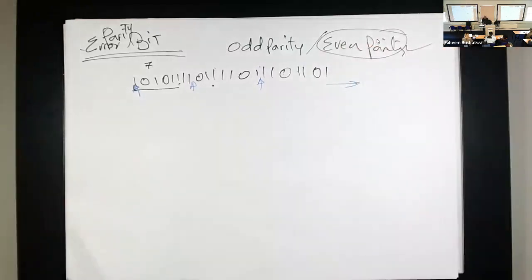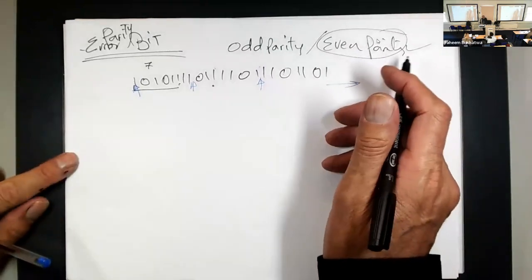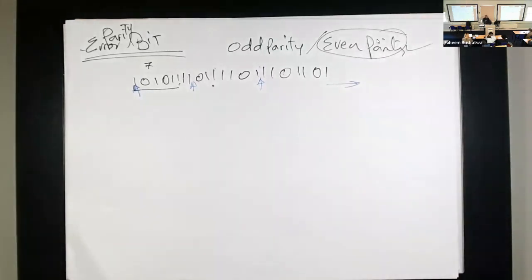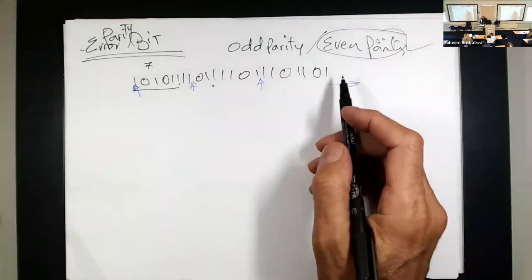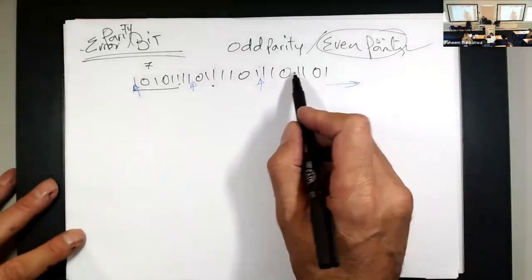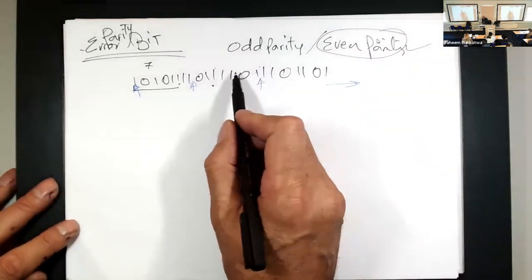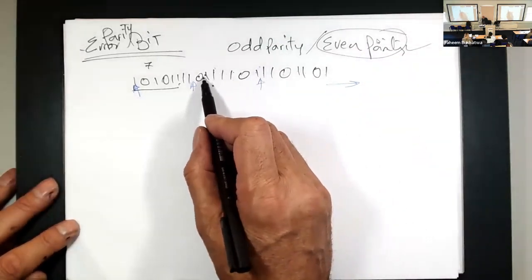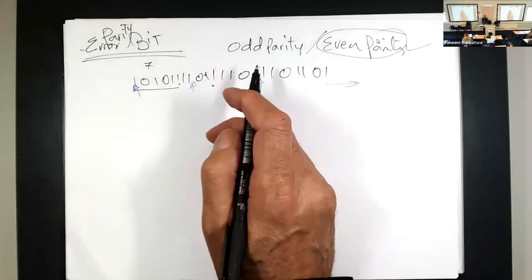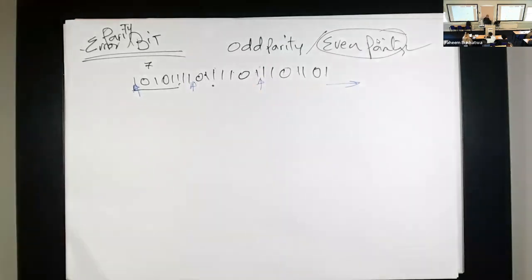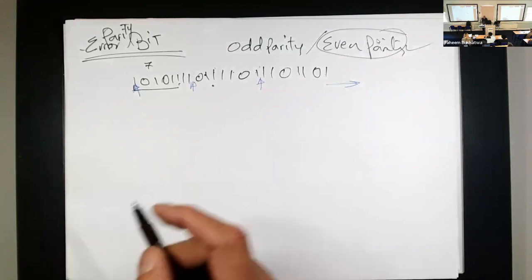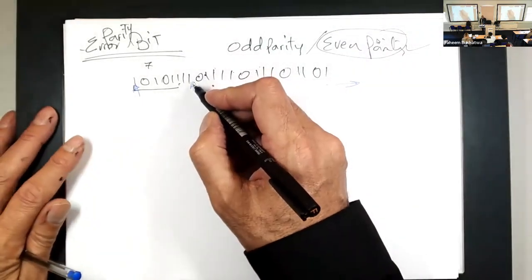What does even mean? Even means that in every byte, if you count the number of ones, there has to be an even number. So if you count 1, 2, 3, 4, 5, this one has 5. No, it can't have 5, it must have 6. 6 is an even number, so that's even. And that decides what our new bit should be.